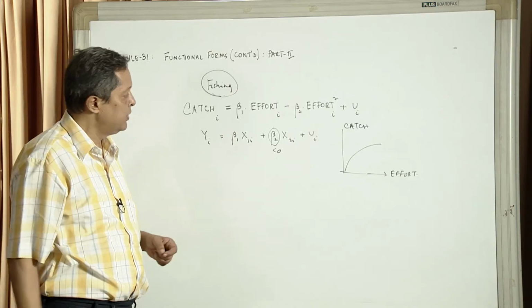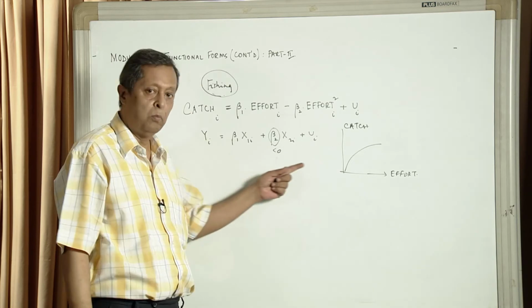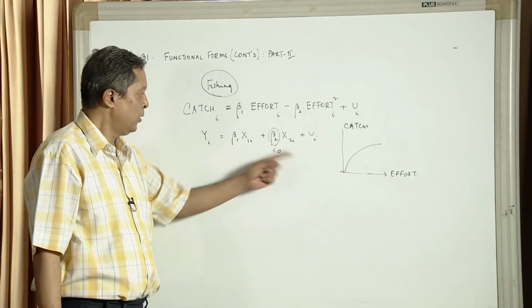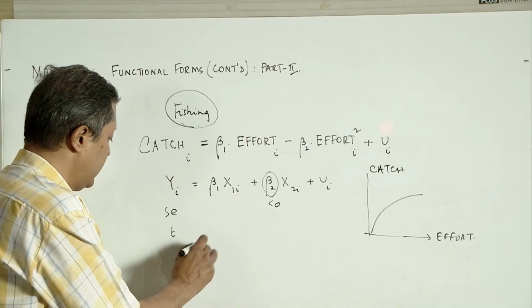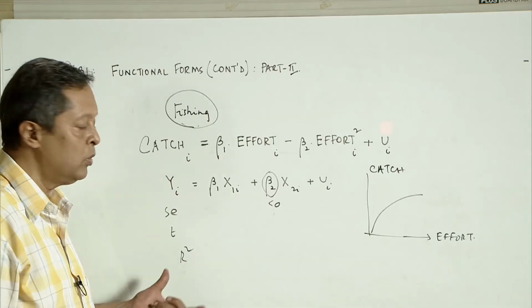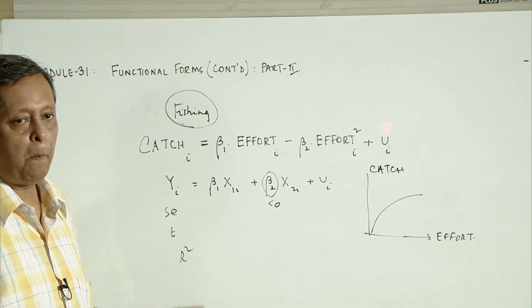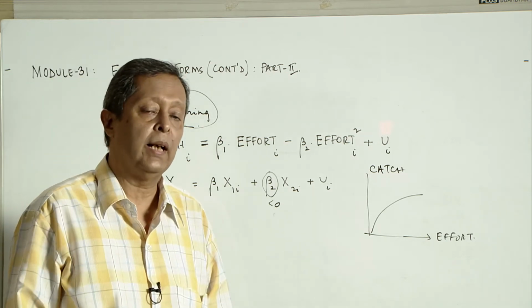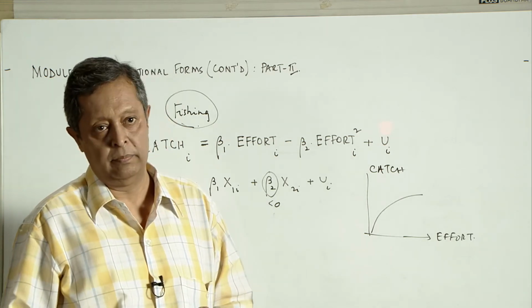An example is provided in the study material. Do go through it because it contains more information on the standard error, the t values, r square, and so on, which will help you to assimilate the estimation of this type of model. After this, we will take a look at another form which is called the reciprocal form.